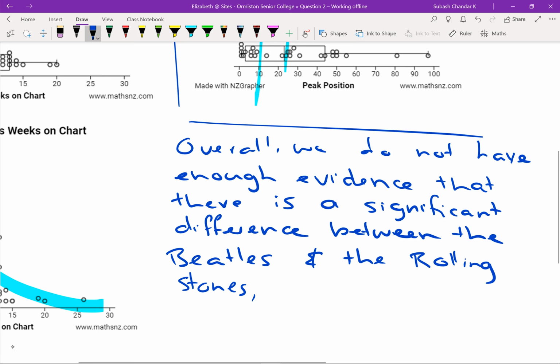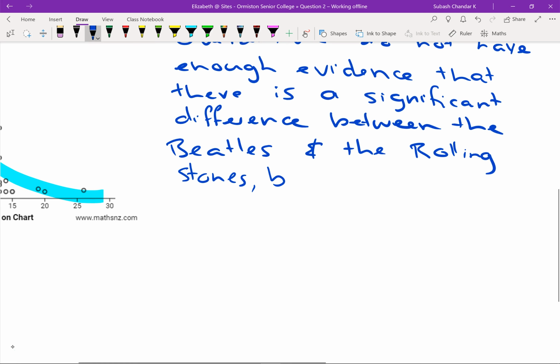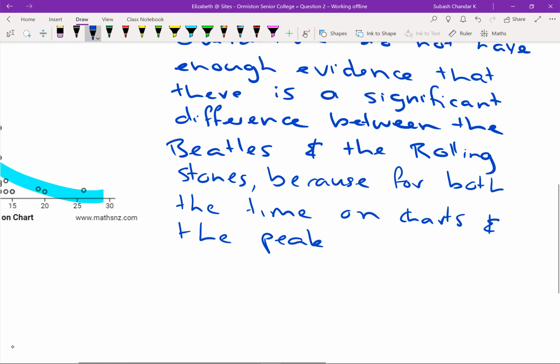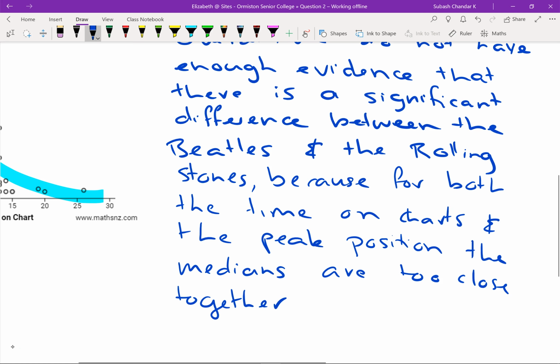So I can't say that there's enough evidence of a difference because for both the time on the charts and the peak position, the medians are too close together. And being specific about the specific thing that I've looked for, I was specifically looking for whether the medians were inside the boxes. All right, so that's that specific justification I got for the merit.